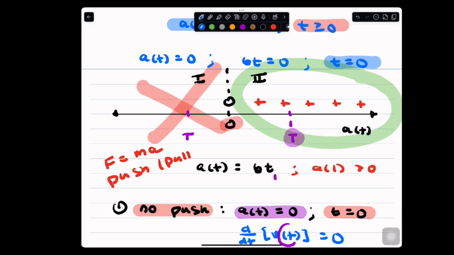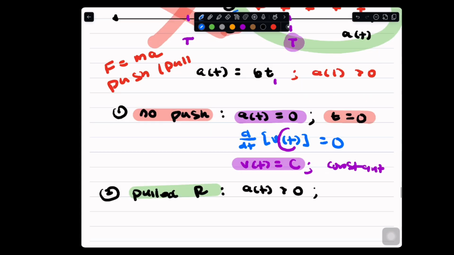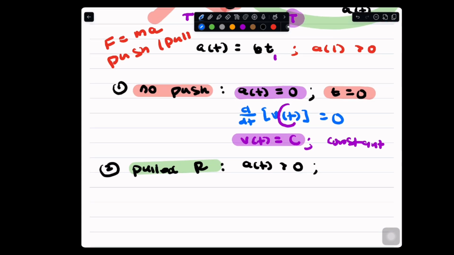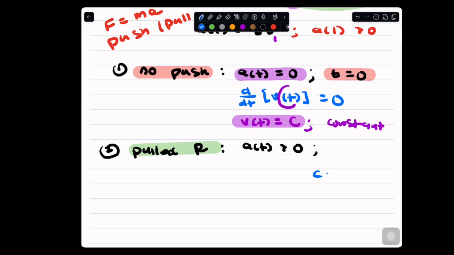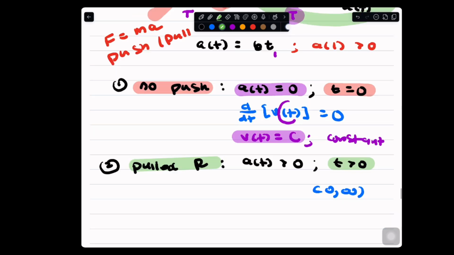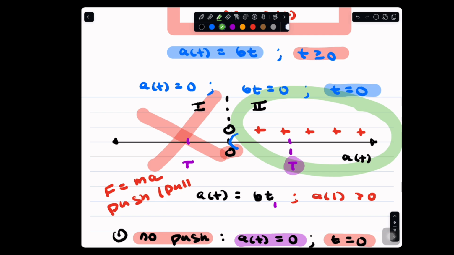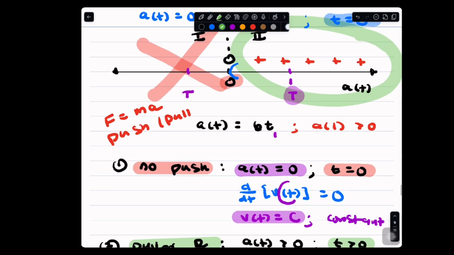So remember, at 0, it equals 0. 0 is not positive. So that means as an interval, because I put that yesterday as well, that's 0 to infinity, which means your time value is strictly positive there. T is greater than 0. And that's when you got the particle being pulled to the right. Okay? And that's what you're seeing.